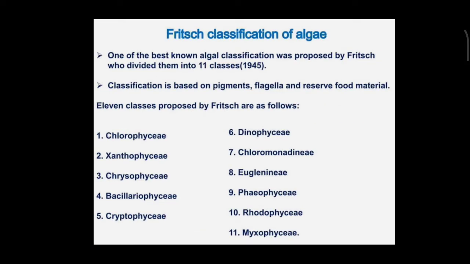The scientist Fritsch classified algae in 1945 into 11 classes. The classification is based on pigments, flagella, and reserve food material. And those 11 classes were Chlorophyceae, Xanthophyceae, Chrysophyceae, Bacillariophyceae, Cryptophyceae, Dinophyceae, Chloromonadinae, Euglenidae, Phaeophyceae, Rhodophyceae, Myxophyceae.